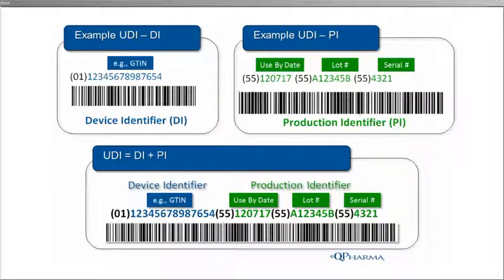A UDI is created by bringing together two parts, the device identifier in blue and the production identifier in green. It is important to remember that a UDI will require both of the above pieces. These can be concatenated into one long barcode or be split over two smaller barcodes.